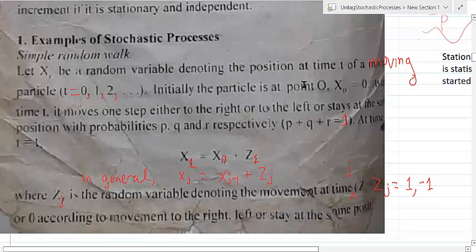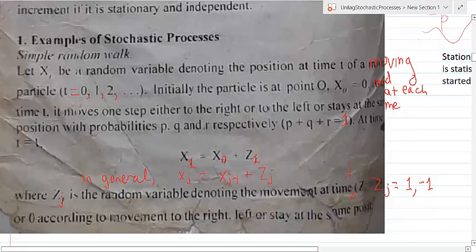Initially, the particle is at point 0, and that means that x sub 0 equals 0. Remember, x sub t is the position, so if it starts at position 0, then x sub 0 is equal to 0. At each time t, it moves one step either to the right or to the left, or stays in the same position with probabilities p, q, and r respectively. P plus q plus r equals 1. I note parenthetically that if you know p and q, then you know r.